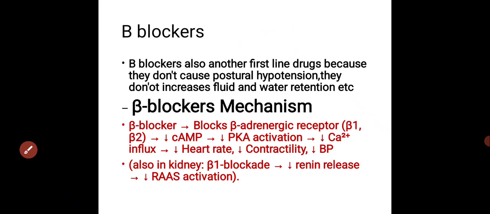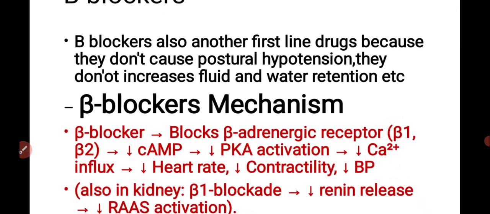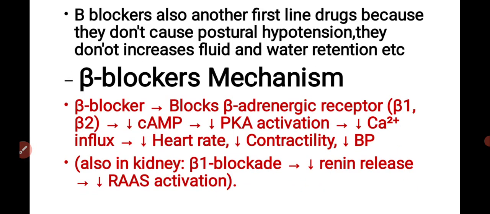We'll see how the beta blockers act. They act by blocking the beta adrenergic receptors, especially the beta 1 receptors. These are G protein coupled receptors, Gs type. When the beta 1 receptors are blocked, the cyclic AMP levels are decreased, so the calcium influx is decreased, and thereby heart rate and force of contraction are decreased. The renin release and RAS activation are also inhibited, which together cause the fall in BP due to decreased cardiac output.